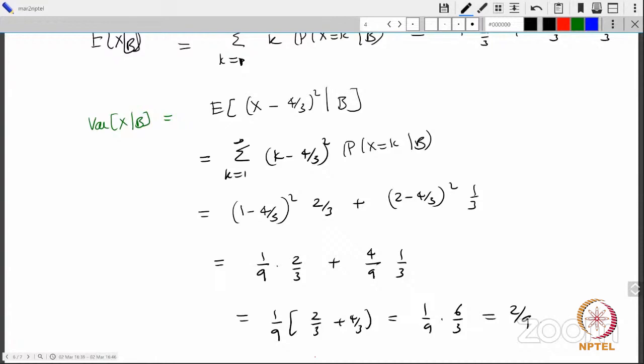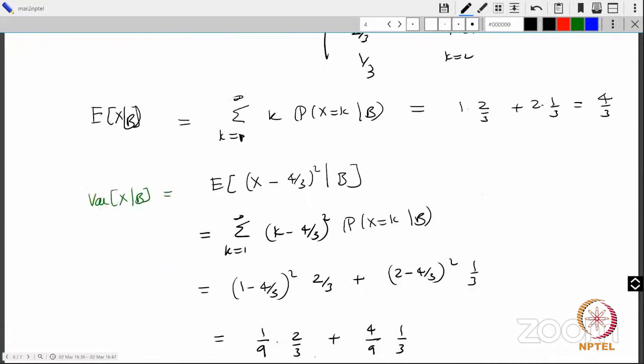So that's the answer for the variance. That's how you do the conditional variance also. Just find the conditional distribution in the same way, and then use the same formula for variance as you did before.